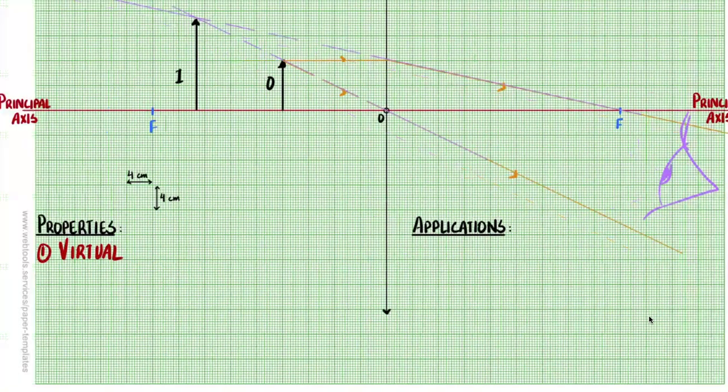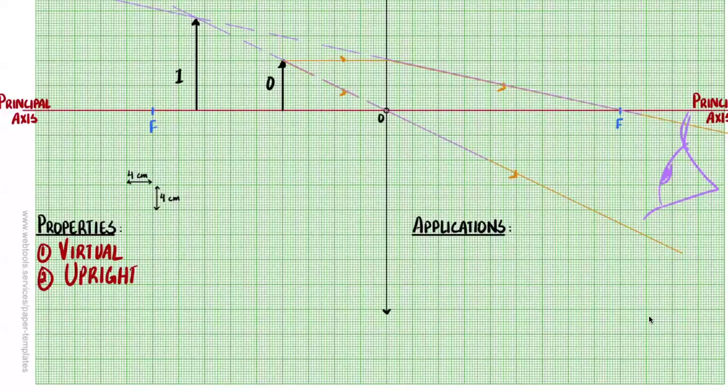It cannot be captured on a screen. All the other cases, except for the one before this where there was no image formation, all of those have real images. This is the only one which has a virtual image. Other than this, it is also the only case yet where we have an upright image, because here the arrowhead is on top, here the arrowhead is also on top.